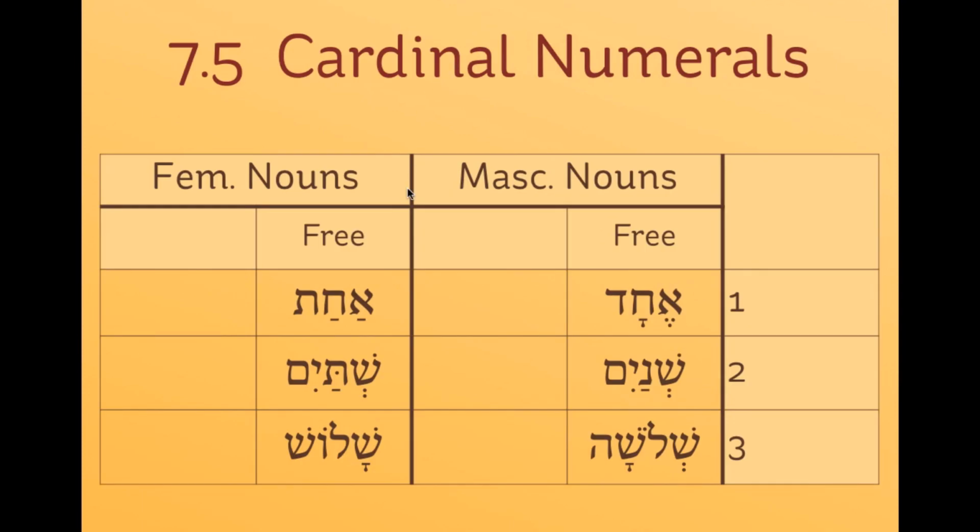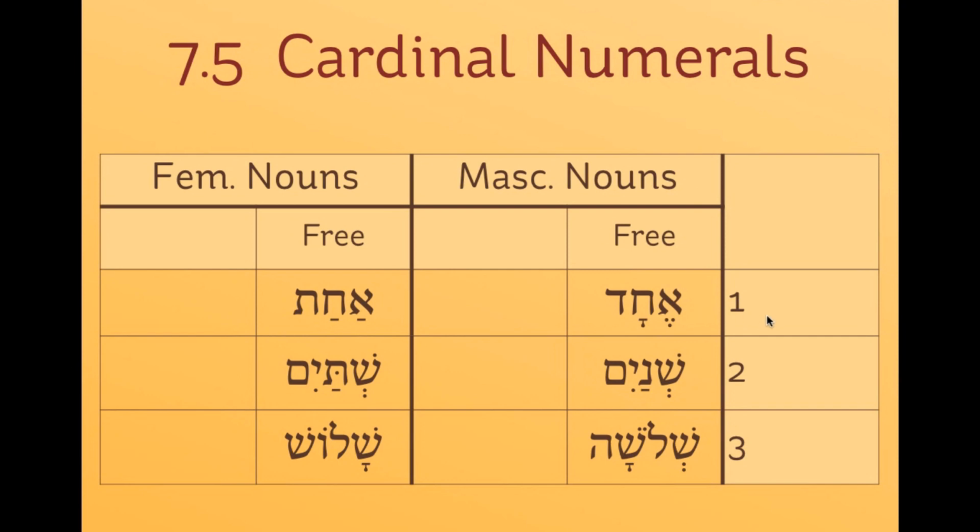Now, if you're counting on your hand, up to 10 using your fingers, you would use the feminine forms: achat, shtaim, shalosh. There are two different sets of number forms for Hebrew because it depends if you're describing a masculine noun or a feminine noun. If you're describing a masculine noun, you would use these forms. A masculine noun like sus.